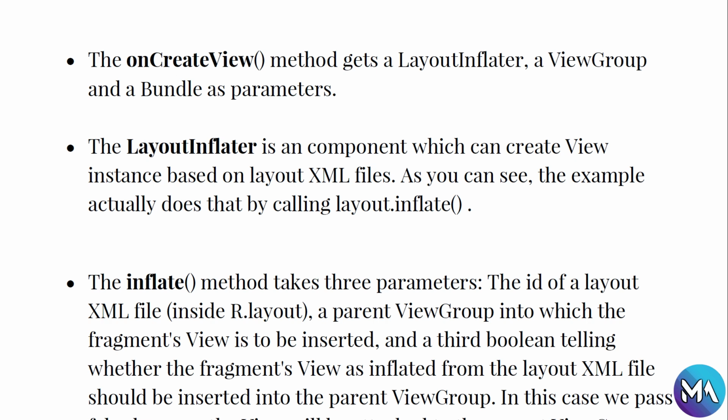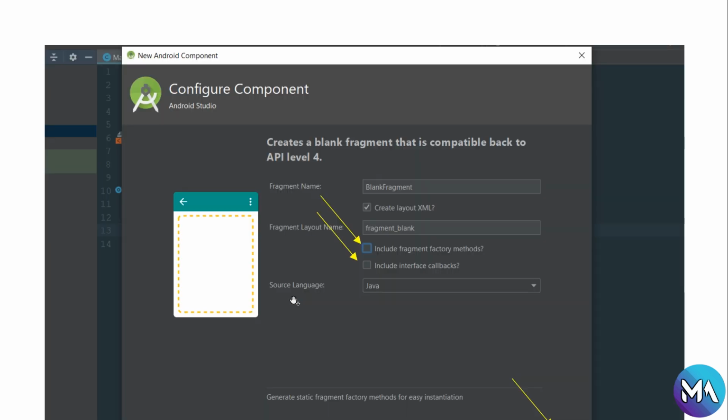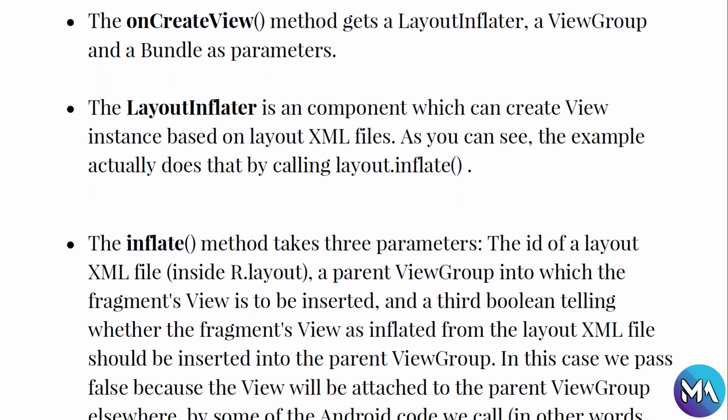The layout inflater is a component which can create a view instance based on layout XML files. As you can see, the example actually does that by calling layout.inflate. So back to it, we have the layout inflater, the view group, and the bundle. So return the view will be inflater.inflate, and this is the layout of our fragment, the container, and here we are passing in false for some parameters.